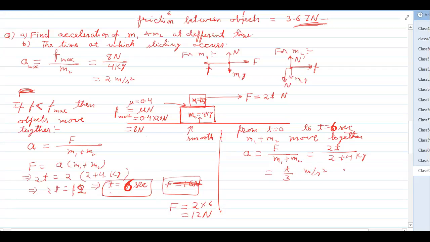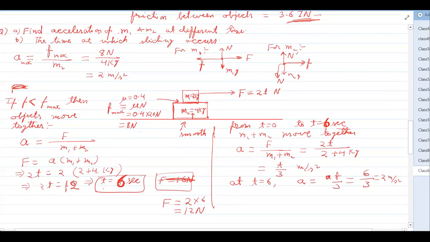Acceleration at any time t. And this acceleration will keep on increasing with time, as time is increasing from 0 to t. And you can see at t equal to 6, how much will be the acceleration? It will be a equal to t by 3, that is 6 by 3, that is 2 meters per second square. That we have already calculated. The 2 meters per second square is the maximum combined acceleration possible.